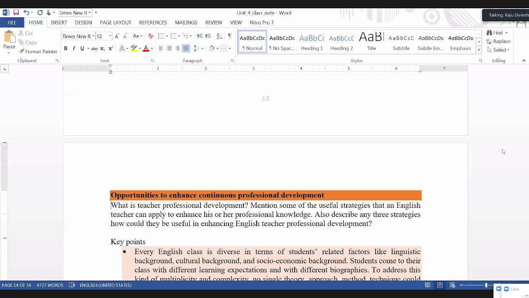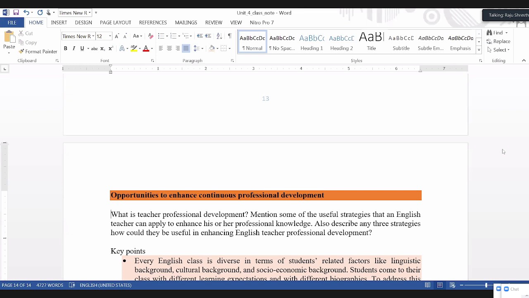This kind of question. So what is teacher professional development? Mention some of the useful strategies that an English teacher can apply to enhance his or her professional knowledge. Also describe any three strategies. How could they be useful in enhancing English teacher professional development, professional knowledge, behavior? So this kind of question may come.